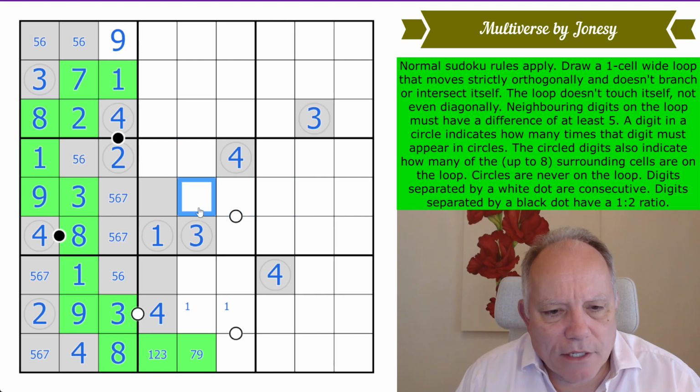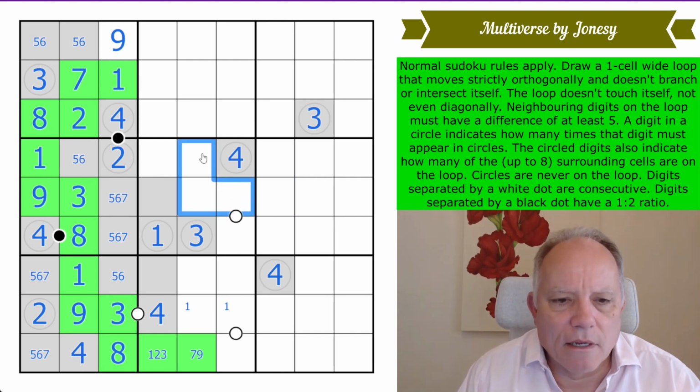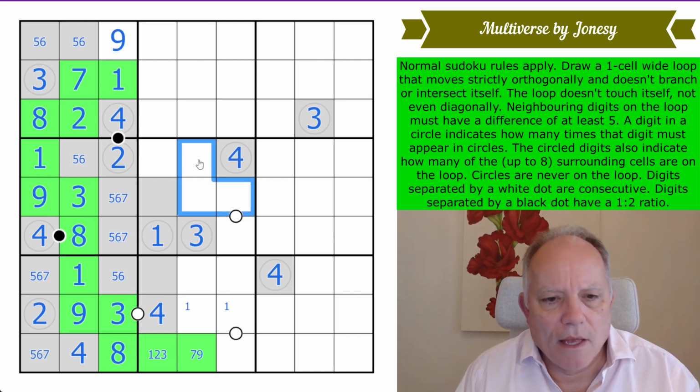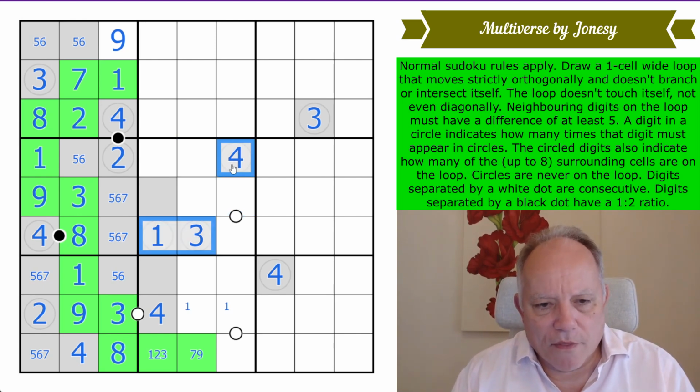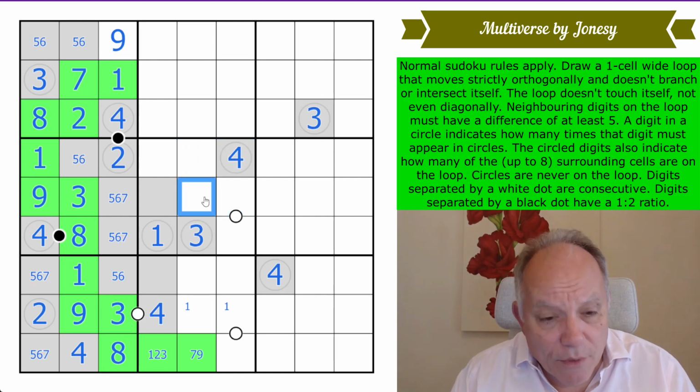If the loop touched here, it would have to go there and there. It can't go through the white dot. That doesn't really matter. It would go through these cells. And these 2 would be the same polarity, the same high or low. They can't both be low because we've used 1, 3 and 4 in the box. They'd both be high. This would be the low digit and it would have to be a 2.